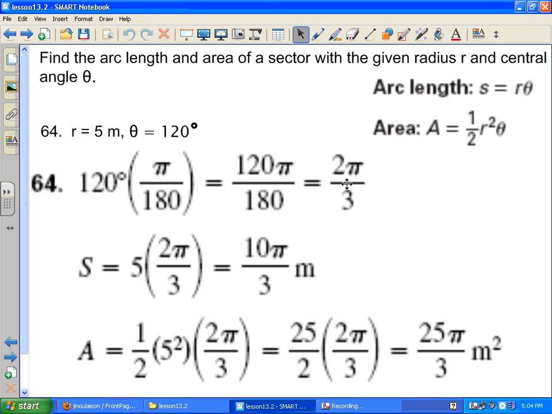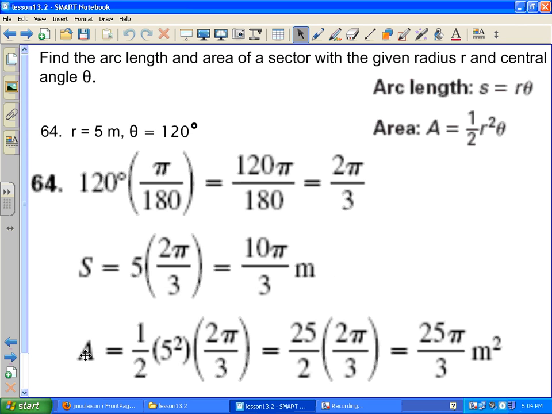So now for arc length, I can take the radius of 5, the angle theta of 2 pi over 3. s is equal to r theta. 5 times 2 pi over 3 is 10 pi over 3, and that's meters because the radius was in meters. So arc length is 10 pi over 3 meters.